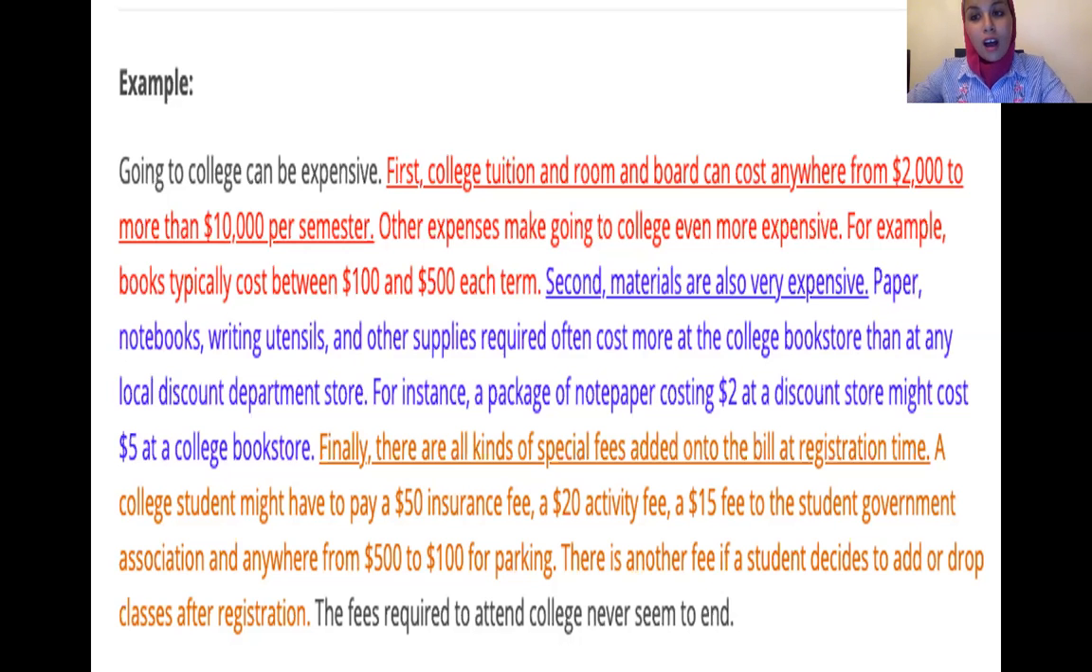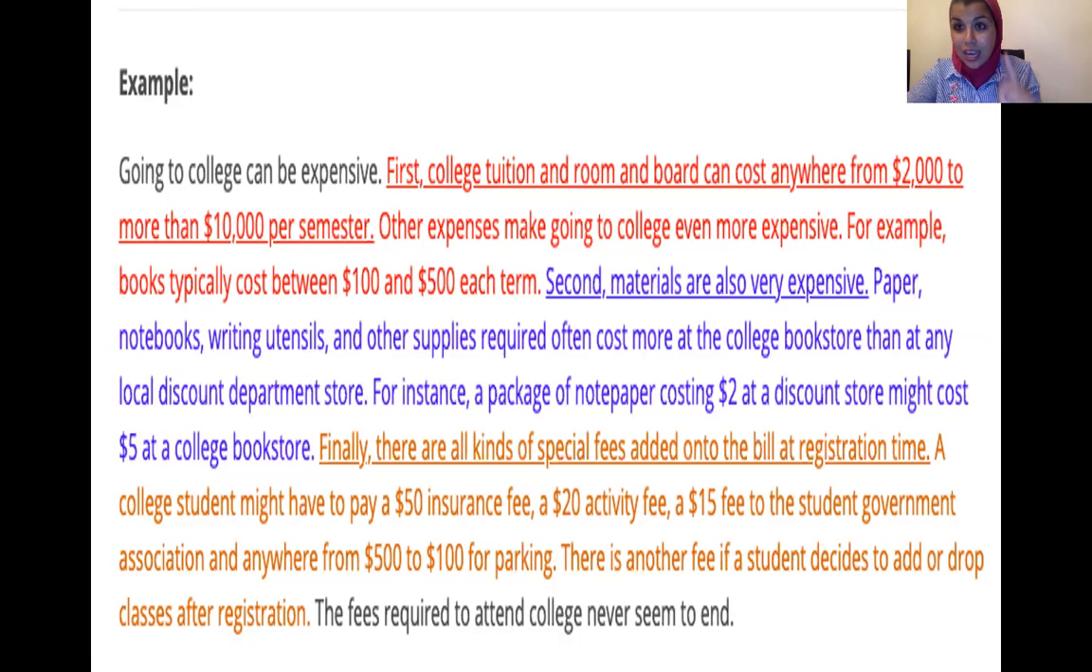So, going to college can be expensive. First, college tuition and room and board can cost anywhere from $2,000 to more than $10,000 per semester. Other expenses make going to college even more expensive. For example, books typically cost between $100 and $500 each term. So, although the student has some mistakes, maybe with grammar and punctuation, they introduced their first idea very well, and then they added another sentence to elaborate on their first idea.